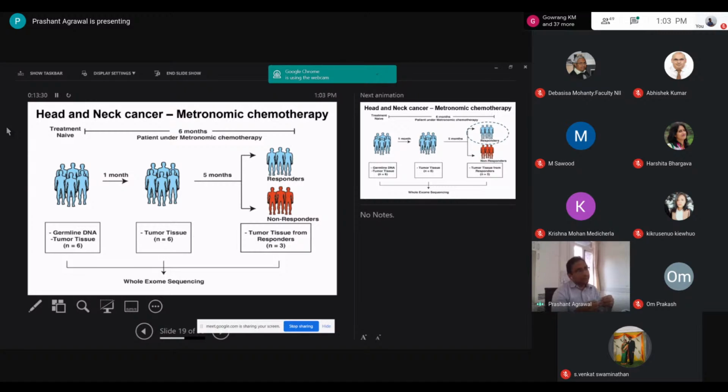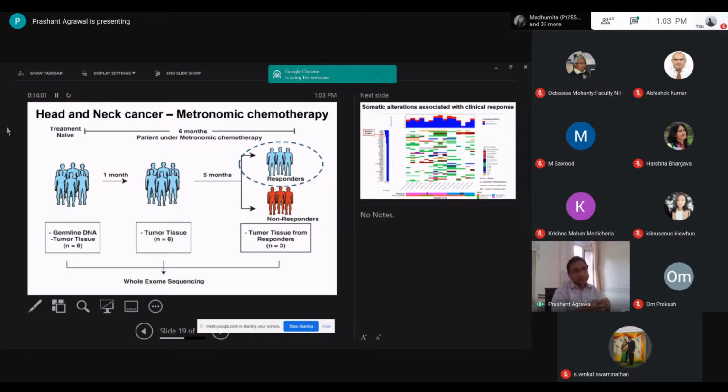What we were interested in was what happens over time, because with most chemotherapy the patient stops responding, and this is what we call the non-responder group. We had 6 patients selected for this metronomic therapy, and after 1 month and after 5 months we again took the tumor tissue and whole exome sequencing was done. You could see the 2 groups, responders and non-responders, and we could only get results for the responders, because the non-responders didn't survive.